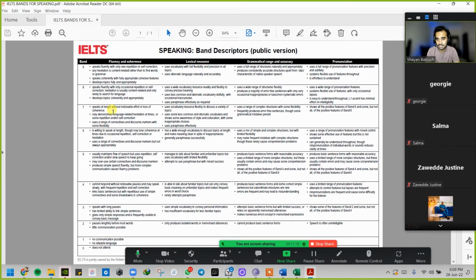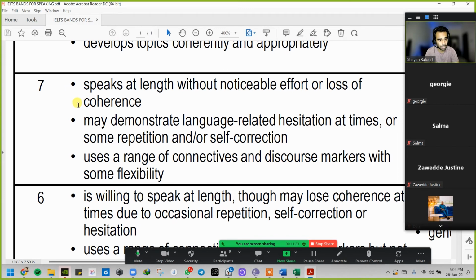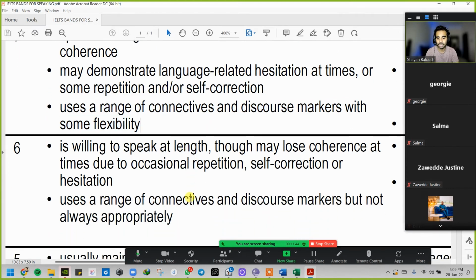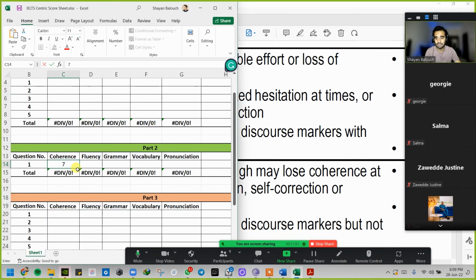I gave her 7 because she was able to speak at length without noticeable effort or loss of coherence, may demonstrate some language-related hesitation sometimes, or some repetitions or self-corrections. So yeah, she did some repetitions and some self-corrections, using a range of connectives and discourse markers with some flexibility. Okay, I didn't notice that she could use some connectives and discourse markers, so in order to give that, she will get 6. But I think she did use that. So in order to do that, I will give her not 7, but let's say 6.5.